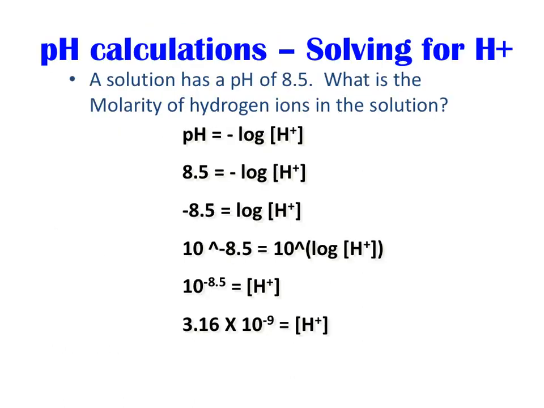You can also work the other direction and solve for H plus, the hydrogen ion concentration. So if you know the pH, you just divide by -1 to get the negative over here. And then the opposite of log is 10 to the. So if you do 10 to the minus pH, you get the hydrogen ion concentration.